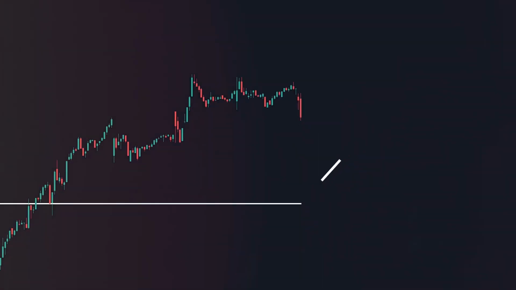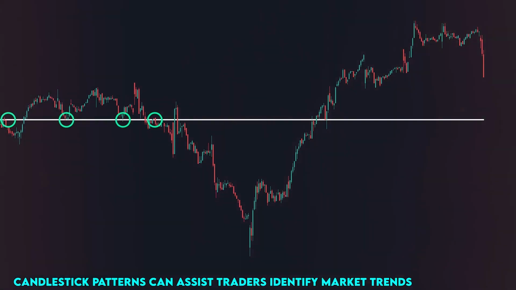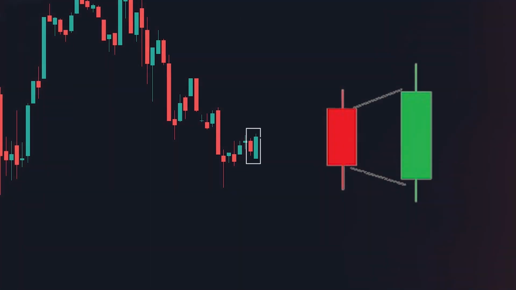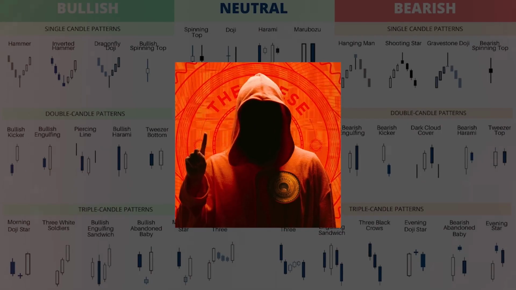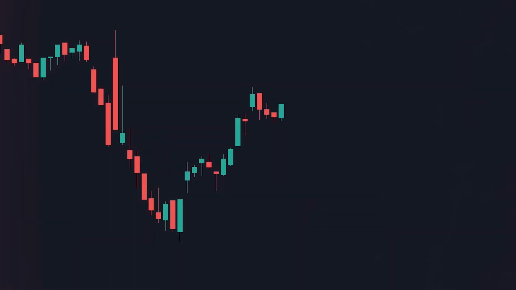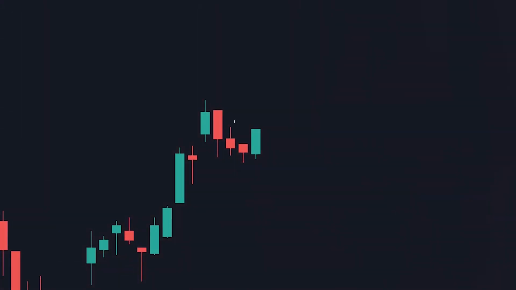2. Candlestick patterns can assist traders identify market trends and reversals. Patterns such as the engulfing pattern, in which one candle engulfs the preceding one, might indicate possible trend reversals. For example, a bullish engulfing pattern following a downtrend might signal an upward turnaround.